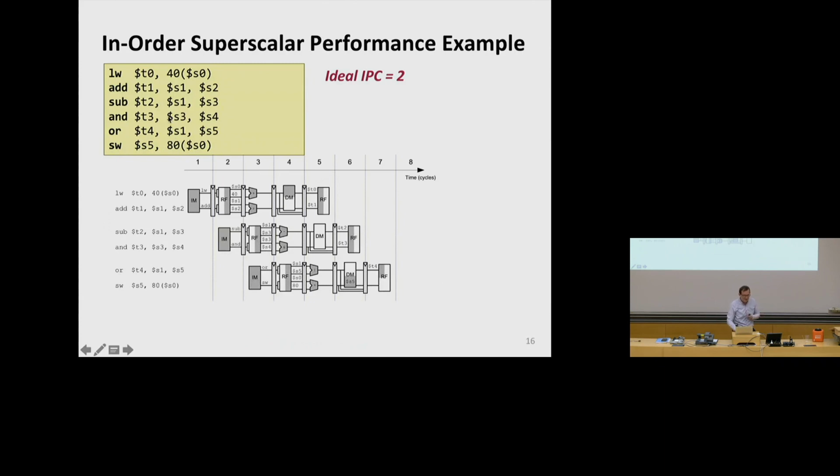Okay, so if you actually look at this code, the 2 instructions that are issued or decoded in a given cycle, they're independent of each other, so it's great. There's no stall that needs to happen here, so you achieve the ideal IPC. So you basically are able to finish 6 instructions in 3 cycles.